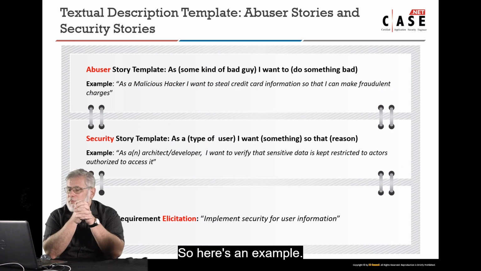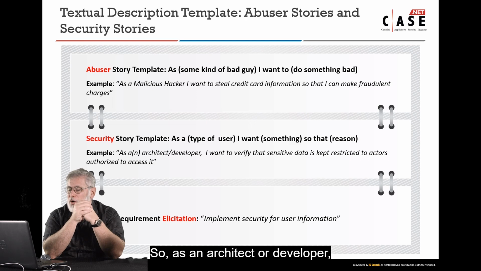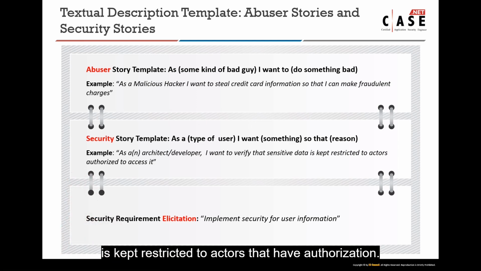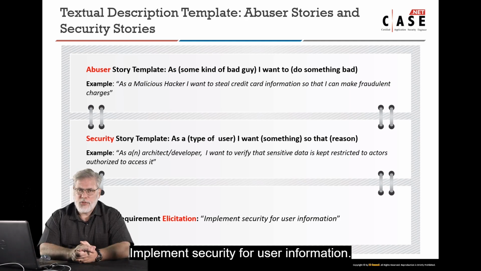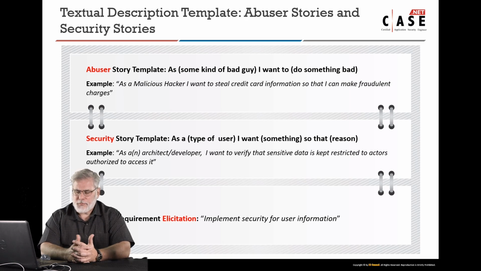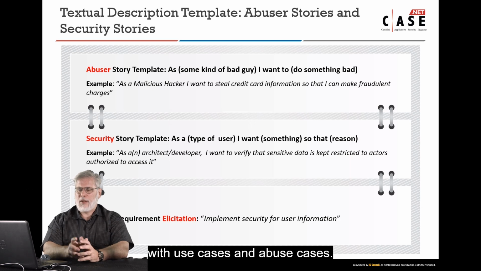So here's an example. As a malicious hacker, I want to steal credit card information so that I can make fraudulent charges. So, as an architect or developer, I want to verify that sensitive data is kept restricted to actors that have authorization. So what's my requirement elicitation? Implement security for user information. This is almost a textual way of doing what we saw graphically with use cases and abuse cases.